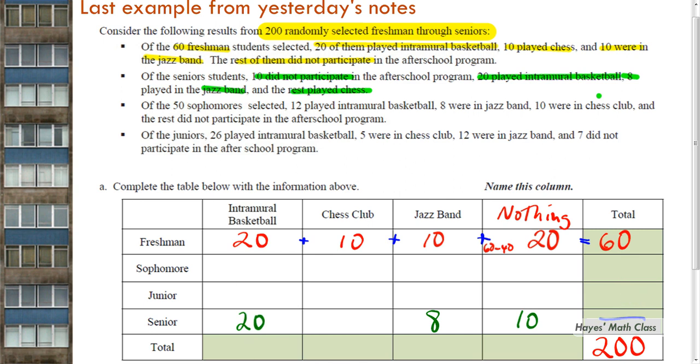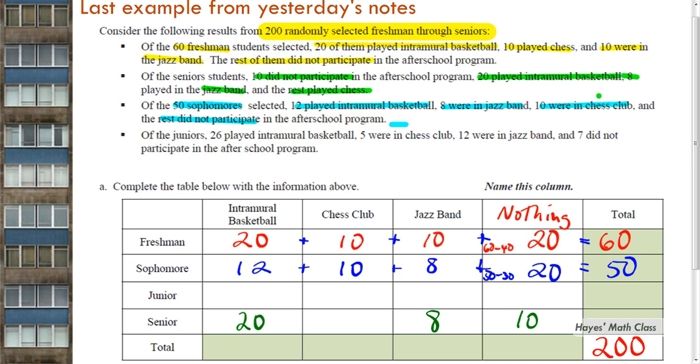We will do blue now. Of the 50 sophomores, that's important. 12 play basketball, 8 were in jazz band, 10 were in chess club. The rest did not participate. So 50 sophomores, that's my total down over here. 12 played basketball. 8 were in jazz band. 10 were in chess club. And we don't know the rest. Well, remember, all of this whole column here, this plus this plus this, is going to equal 50. So here we've got 12 plus 10 is 22, plus 8 is 30, so this is going to be 50 minus 30. So that's going to give me 20 on that one.